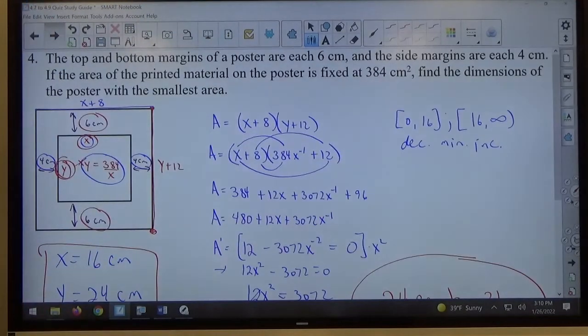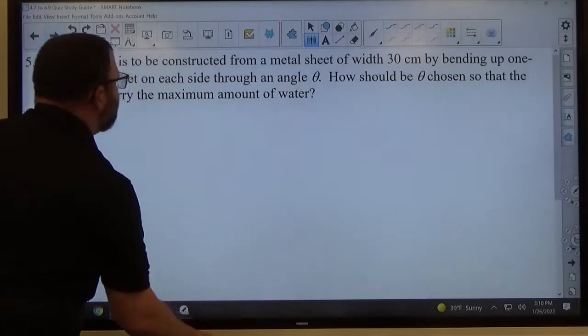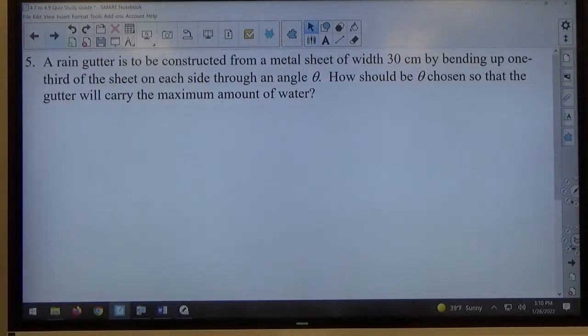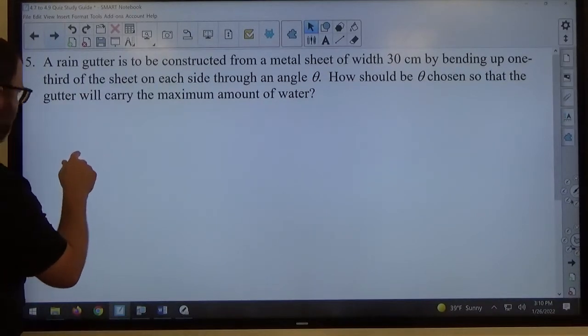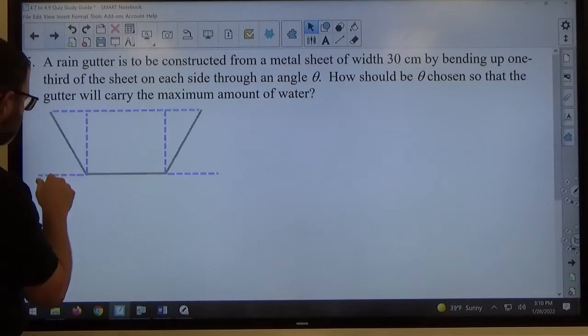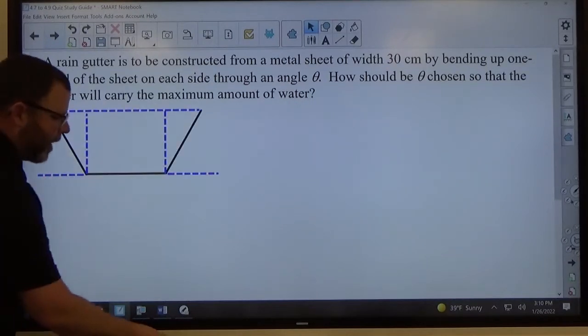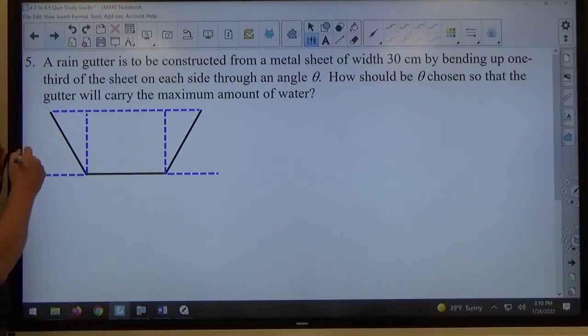Number 5. Rain gutters are to be constructed from a metal sheet of width 30 centimeters by bending up 1/3 of the sheet on each side to an angle theta. How should theta be chosen so the gutter will carry the maximum amount of water? So the length of the gutter is irrelevant, and the base of the gutter is what matters for the sake of maximization. And it tells us we have 30 centimeters and 1/3 on either side.